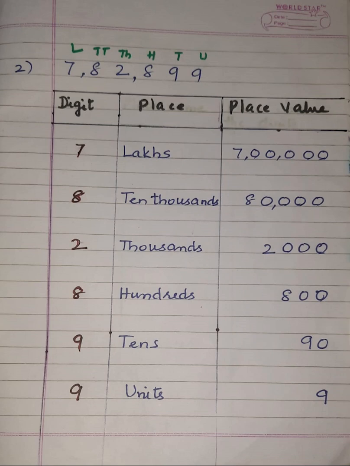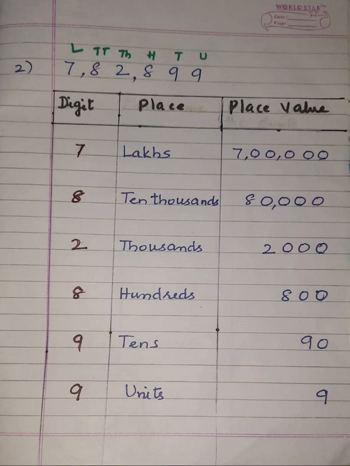So 7 is in which place, children? It is in the lakhs place, right? So the place value of 7 will be 7 lakh. Now write 7 lakh in figures in the place value column for the digit 7.